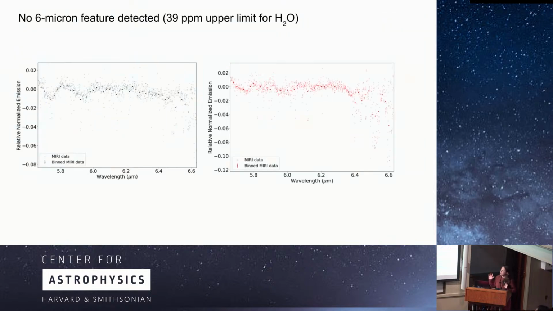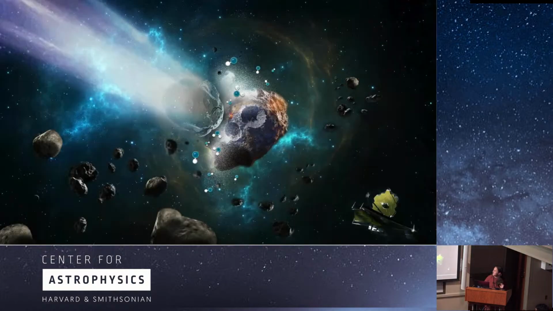And then for MIRI, we did not detect a 6 micron feature. We can only put an upper limit of around 39 parts per million on any H2O that may or may not be present. And actually, in the first iteration of our analysis, when we were using one of the earlier versions of the pipeline, we did see a 6 micron feature of 1%, which was consistent with what had been observed on the moon. So we were like, great, we saw it, and then we ran it again through the pipeline, and there was nothing there. So just as a cautionary tale, make sure that you are using the most updated version of the JWST pipeline.